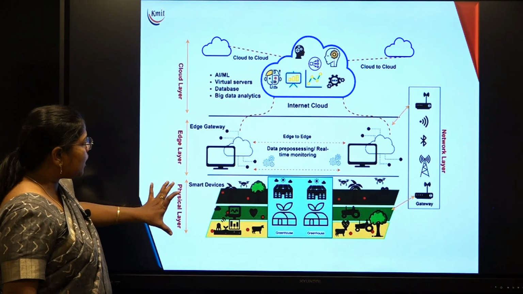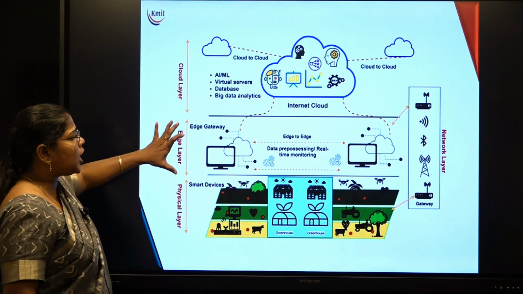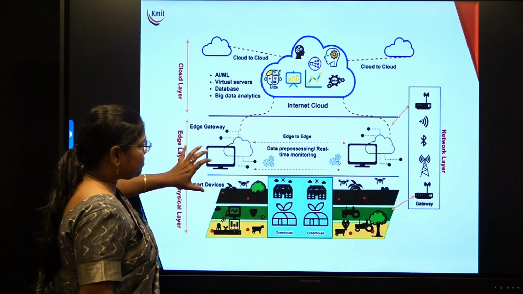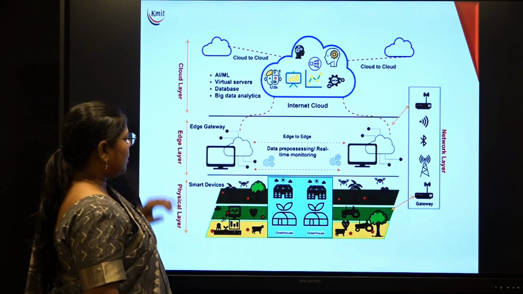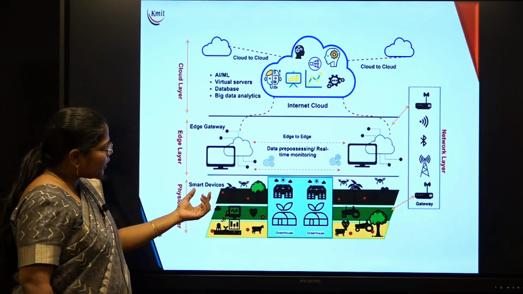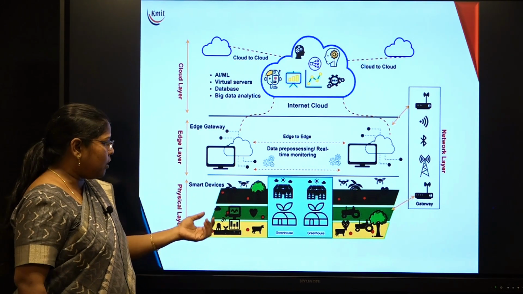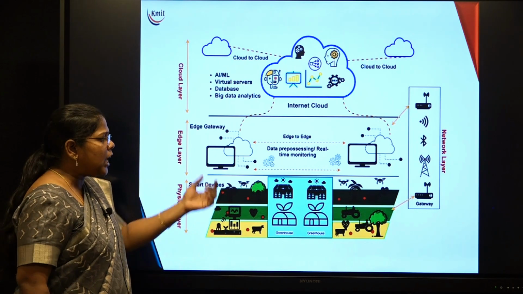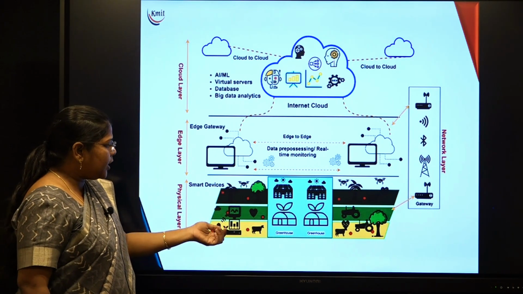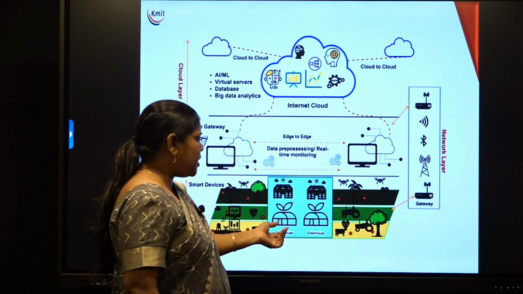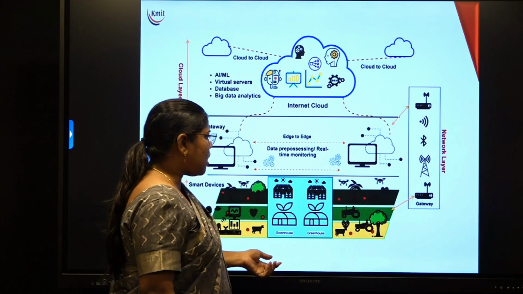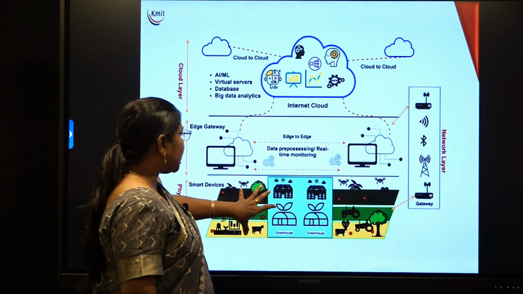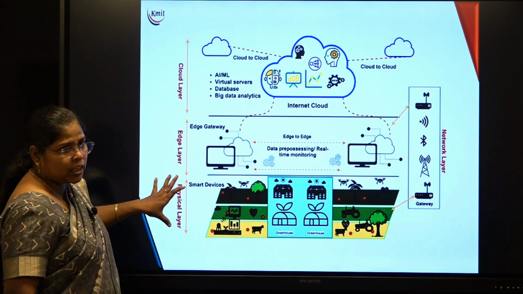We have the physical layer, the edge layer, the network layer, and the cloud layer. Here we have a lot of smart devices like sensors, tablets, greenhouses, drones, etc. From these, the data is collected in the physical layer.